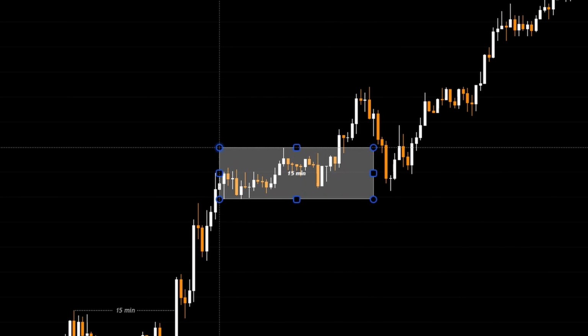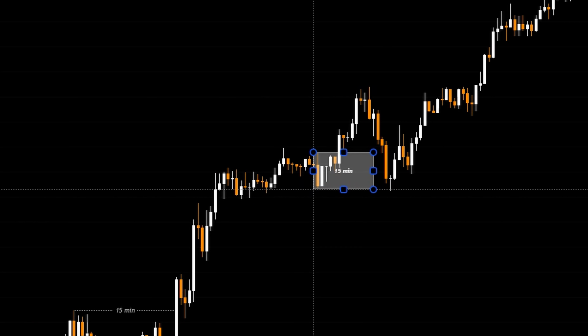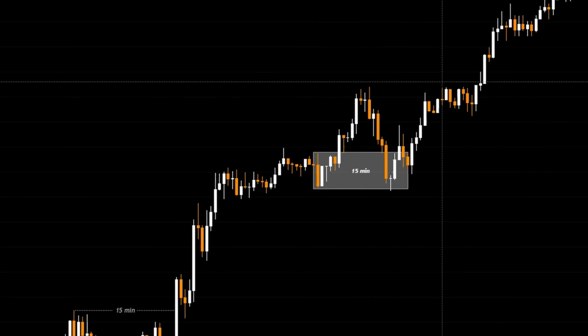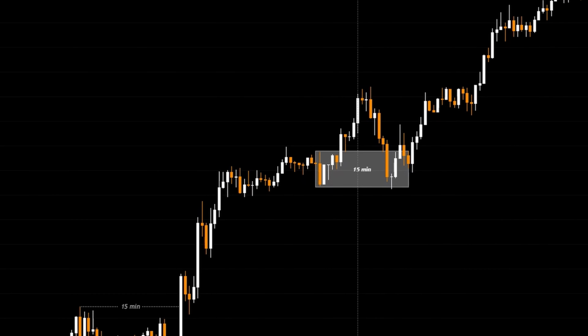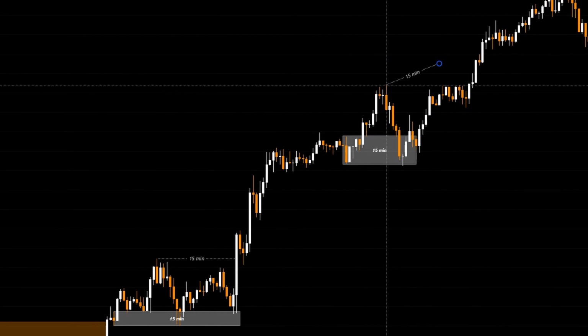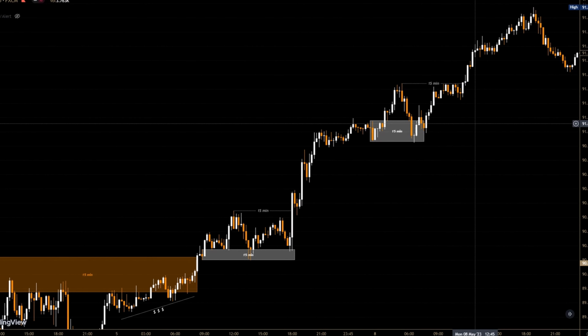So if I modify this demand level, this is my demand for 15-minute. Or you can say that price just taps into this zone again and moves in the upward direction. That is called my demand zone, and this is my new demand for 15-minute. So the demand is broken exactly at this point.